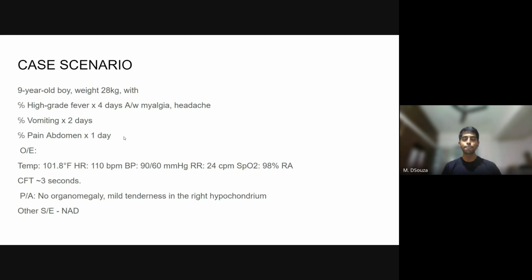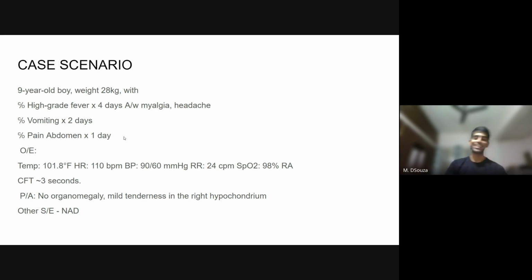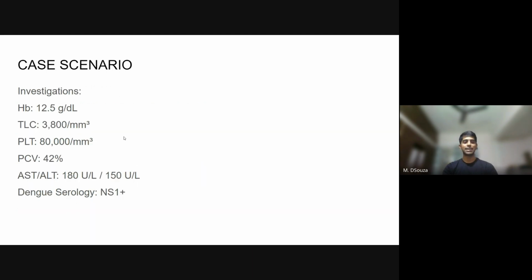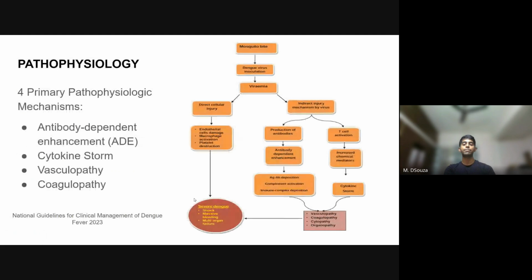There's a lot of dengue. Oh, okay. I think all of you have worked in journals during dengue season, so you're well familiar with what we're talking about here. As rightfully guessed, the child is having thrombocytopenia with leukopenia, AST/ALT elevated, and your dengue serology, your dengue NS1 positive. So what we're talking about over here is dengue fever.